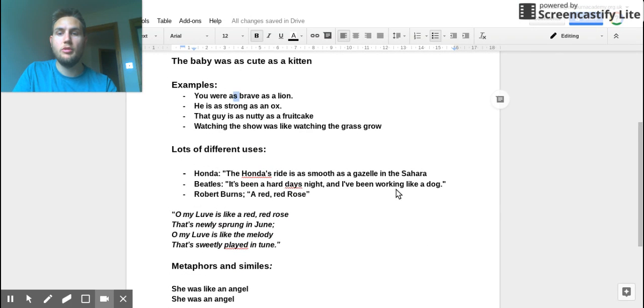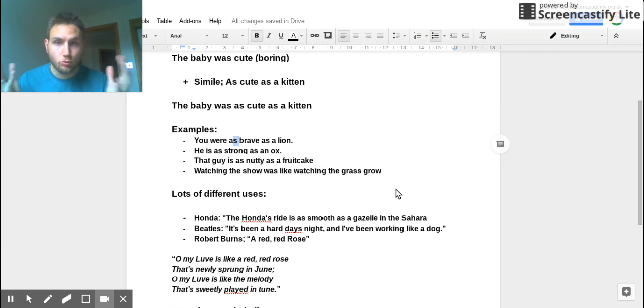Now, they're also used in many different ways. It's not only in school that we are going to use these, but loads of different companies, writers and songwriters have used these over time. For example, Honda made a slogan a few years back: the Honda's ride is as smooth as a gazelle in the Sahara. They have used a simile in their slogan, saying that when you're riding or driving a Honda, it is as smooth as a gazelle in the Sahara.